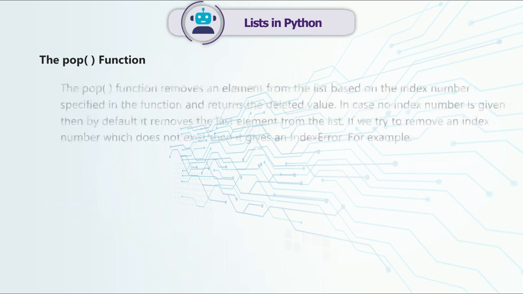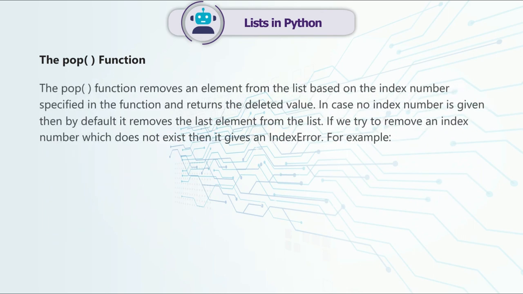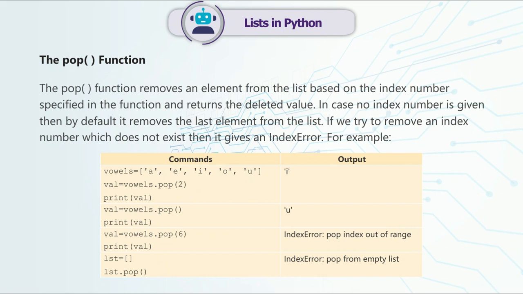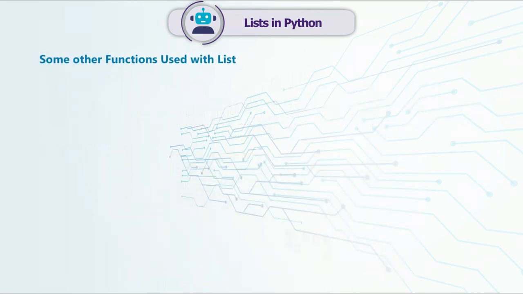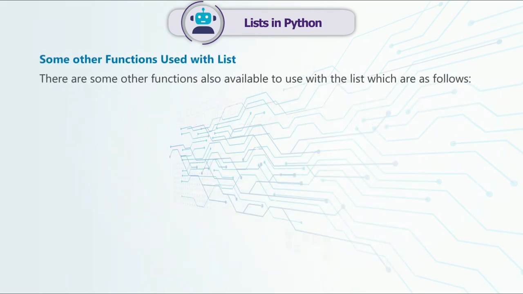The pop function. The pop function removes an element from the list based on the index number specified in the function and returns the deleted value. In case no index number is given, then by default it removes the last element from the list. If we try to remove an index number which does not exist, then it gives an index error. For example, commands, output.